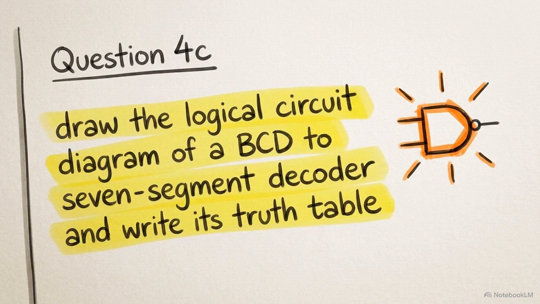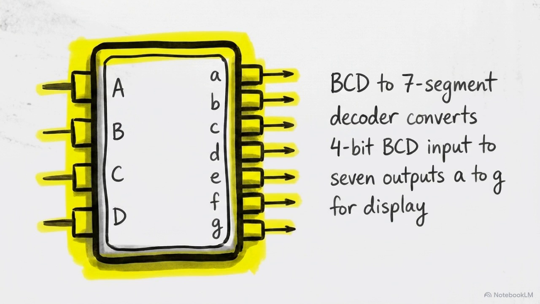Let's look at question 4C. This asks us to draw the logical circuit diagram of a BCD to 7-segment decoder and write its truth table. The model answer provides a clear definition up front. BCD to 7-segment decoder converts 4-bit BCD input to 7 outputs A to G for display.